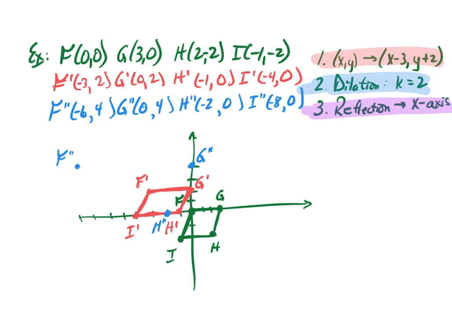Oh, I think F went a little too far. I was supposed to go 6. 1, 2, 3, 4, 5, 6, and 4 up. So F went a little bit too far. So I'll fix that one. And then I is supposed to be the one that goes 8 to the left. So reconnecting F double prime, G double prime, H double prime, I double prime, back to where we started. That would be our new quadrilateral.